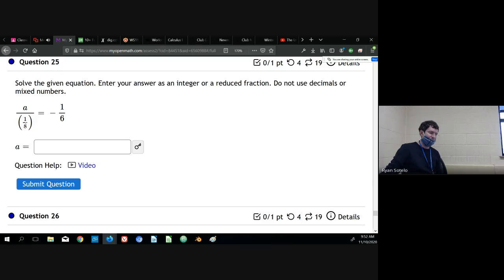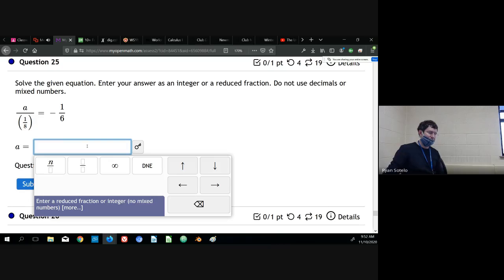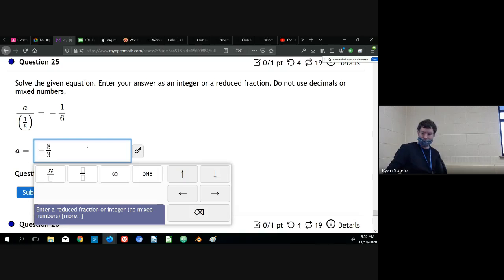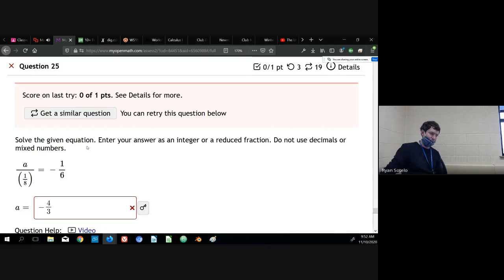Same thing, dividing by a fraction is the same thing as multiplying by the reciprocal. So that should be negative 8/6, which reduces to 4/3. No, I did that wrong.